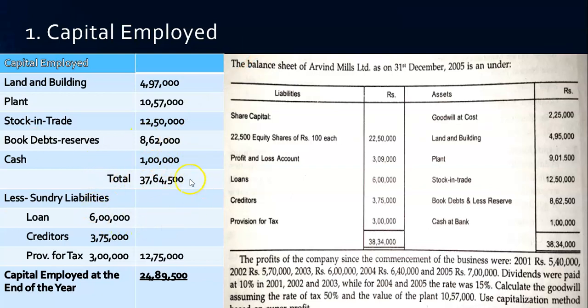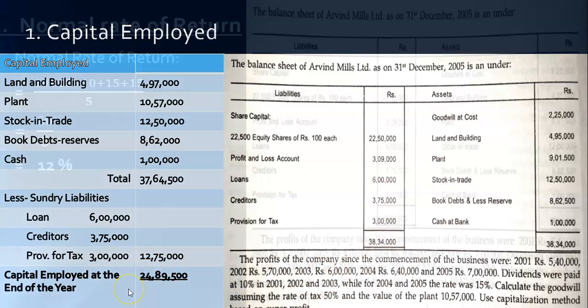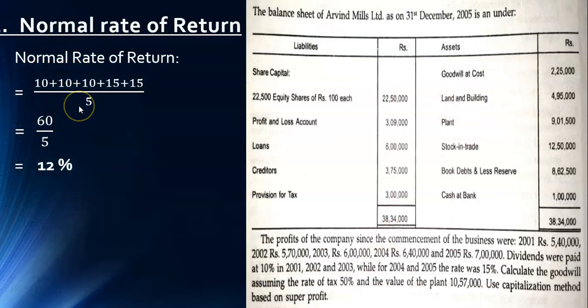The total of this, we are going to subtract the sundry liabilities or outsider liabilities. We are going to subtract all the liabilities, where the loans, creditors, provision for tax, it is all, we are going to see the difference. The difference will be the capital employed for this business. The next one is the calculation of normal rate of return. In normal rate of return, no specific return is given.